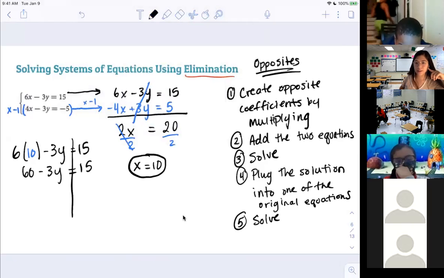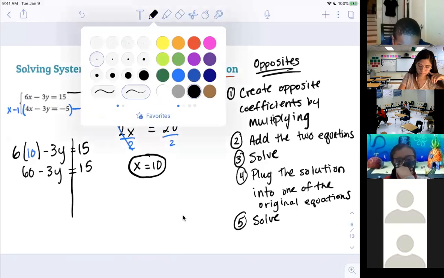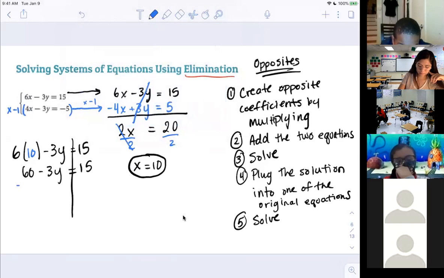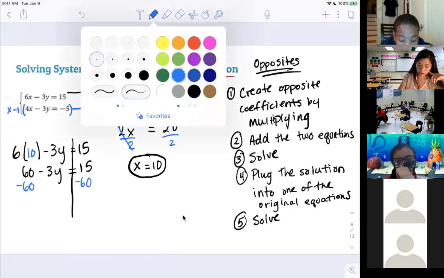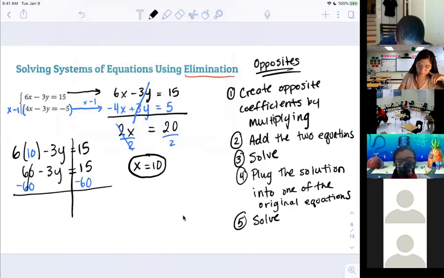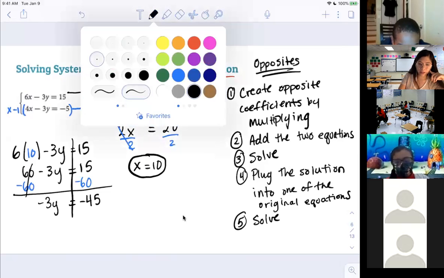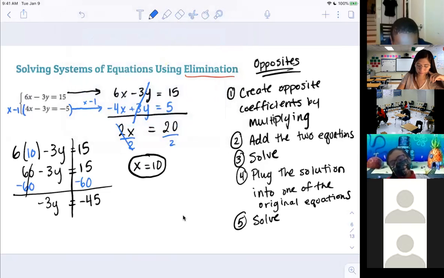Now what can I do to both sides? Subtract the 60 and move it to the other side. Beautiful. And what do I get when I do that? 15 minus 60. -45. Good, -45. And finally, what can I do? Emily? Divide, which is y equals 15.